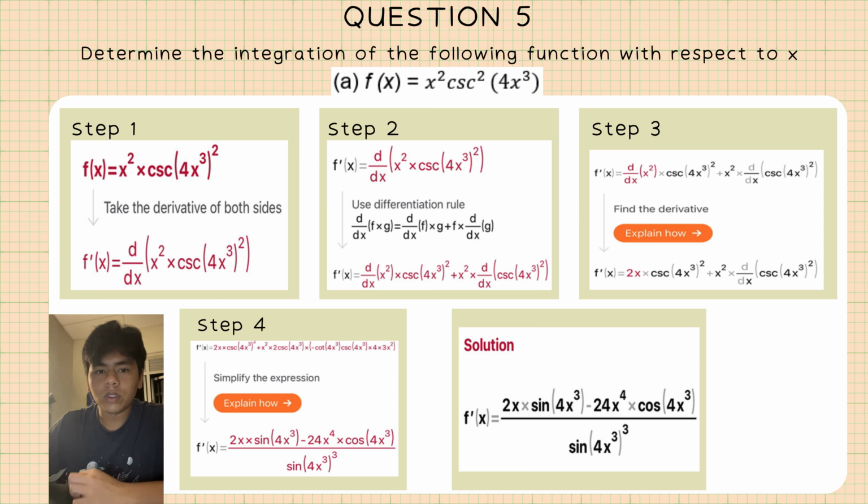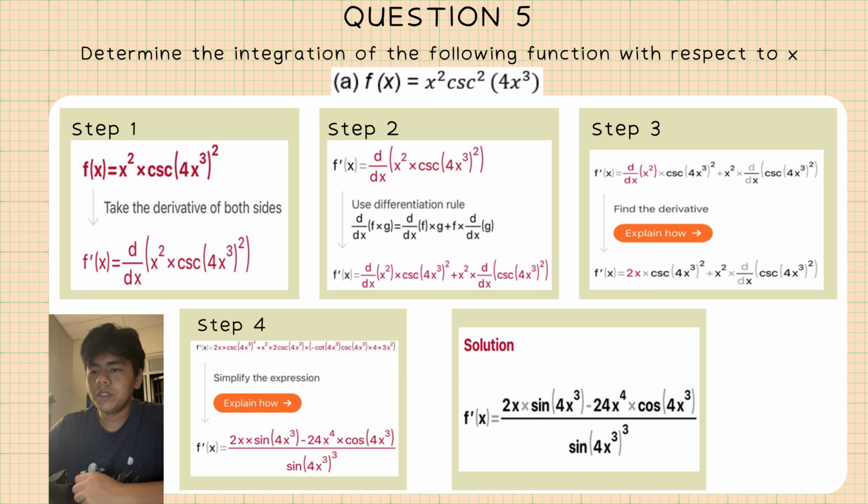Assalamualaikum warahmatullahi wabarakatuh. My name is Muhammad Iqbal Afiq Abdul Rahman, and my part is question 5. Determine the integration of the following function with respect to x. For question A, f x equals x squared times cosecant squared of 4x power of 3. For step 1, take the derivative of both sides. F prime x equals d over dx of x squared times cosecant 4x power of 3, and close the bracket square.